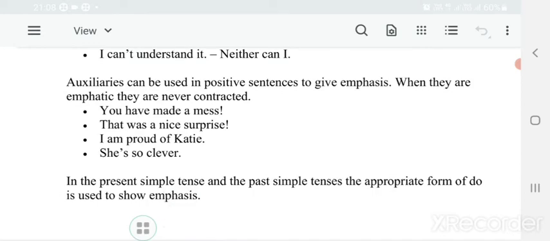Then again, auxiliaries can be used in positive sentences to give emphasis, to give stress. When they are emphatic, they are never contracted. For example, look into the sentence, you have made a mess. You have made a mess. Here the word have is emphatic. That was a nice surprise. I am proud of Katie. She is so clever. So when there is no contracted form of the auxiliary, that means it is emphatic.